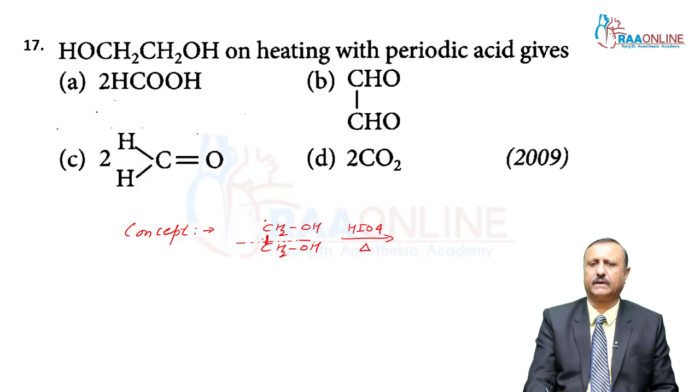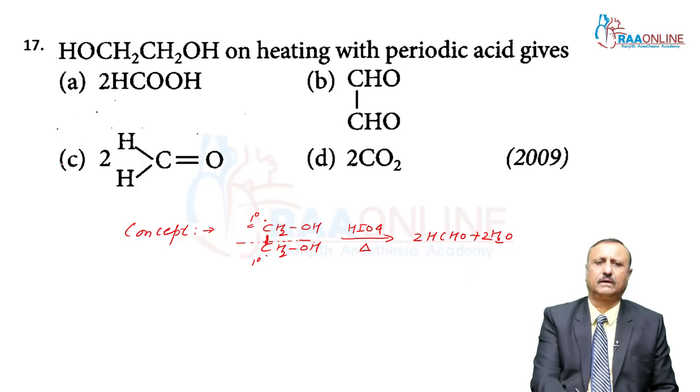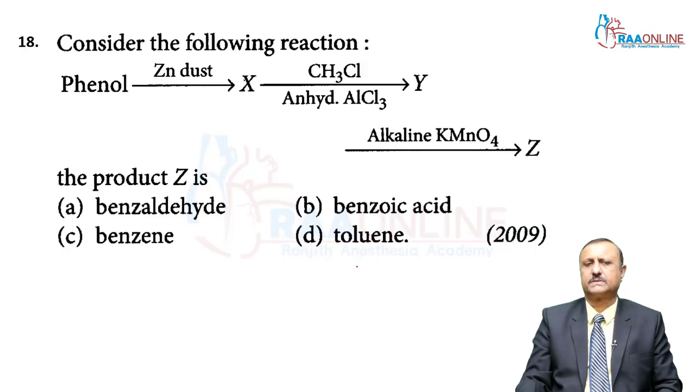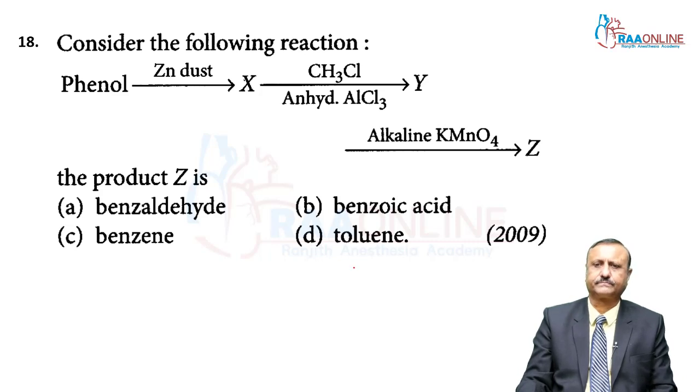You can get aldehydes, one carbon atom here and one carbon atom here, because primary alcohol groups are converted to aldehydes. So you can get 2 molecules of aldehyde and water is removed. So the answer to question 17 is C. This question was asked in the 2009 NEET exams. Now, my dear students, let us see question number 18. Here, this is the conversion reaction in 2009.